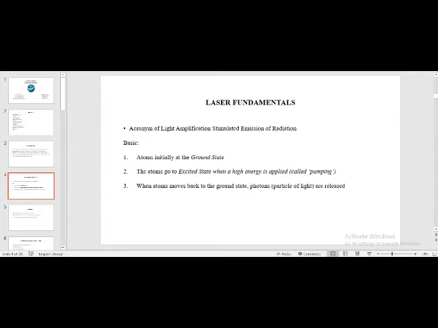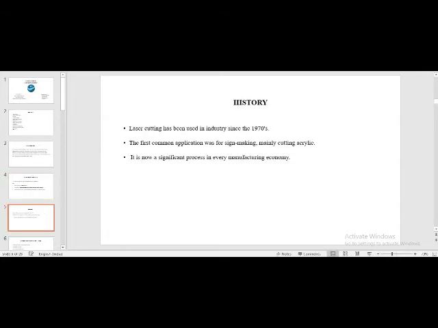An atom goes to the excited state when high energy is applied. When we apply high power energy to any atom, any body, or any laser source, then the atoms of that body go to the excited state, and this is also called pumping. When atoms move back to the ground state, photons are released. When atoms go back to their natural state, the light photons are released, and this is how a laser works.